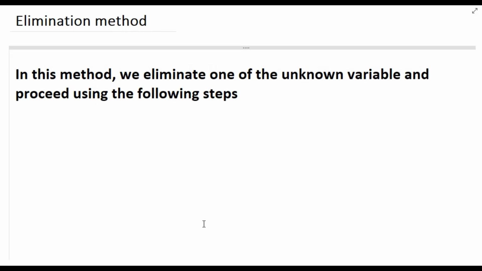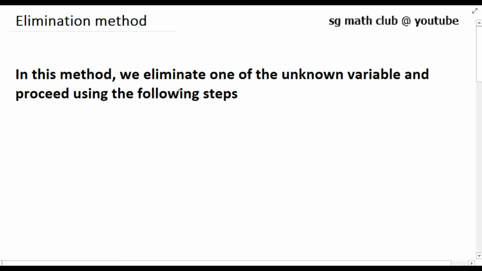We have already seen how to solve a pair of linear equations by the substitution method. In today's video, we will see how to solve a pair of linear equations by the elimination method. In this method, we eliminate one of the unknown variables and proceed using the following steps. Since we are eliminating one variable and solving the equation, this method is called the elimination method.